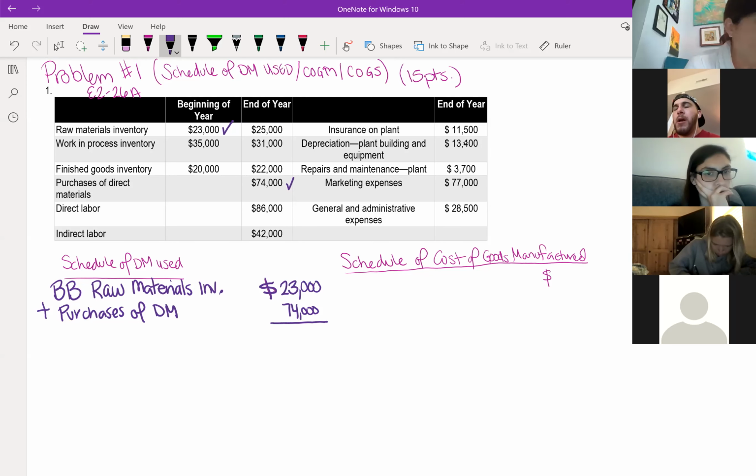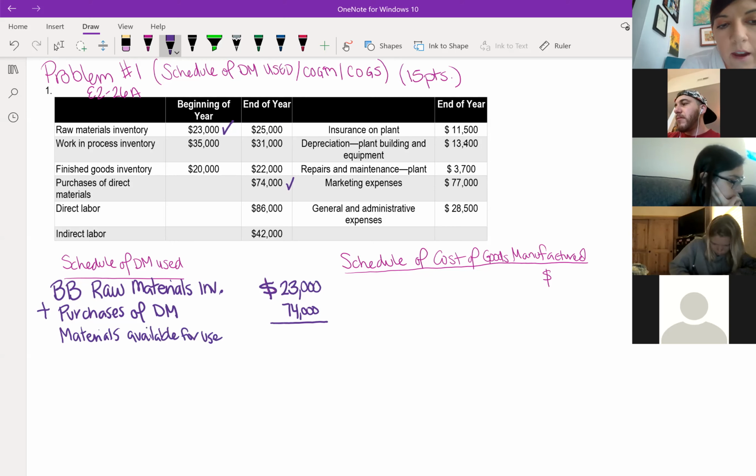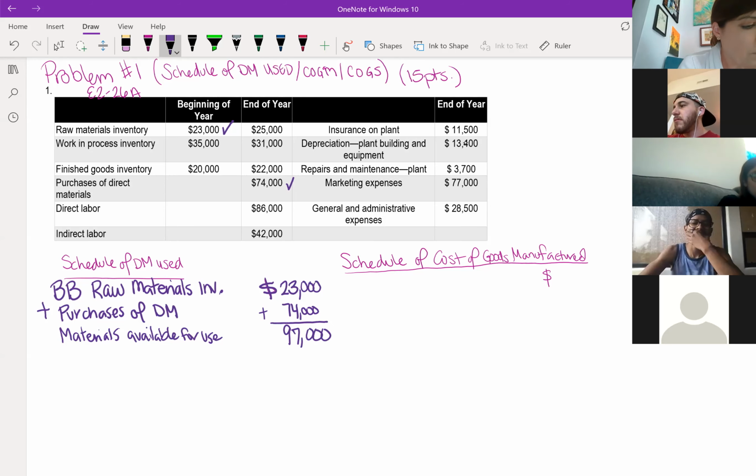And then we're going to subtotal here. And this subtotal is going to be called materials available for use. Right? So we started with 23,000. We added an additional 74,000 in materials. And this is how much in total materials we had available to use during the period. What is the sum? 97. Yep, 97.